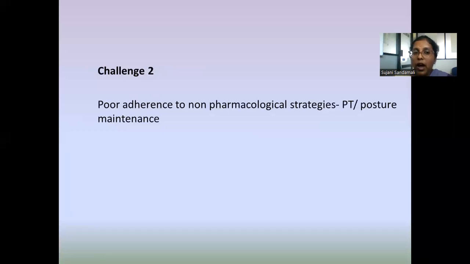So, challenge 2: we have made the correct diagnosis of mechanical back pain and we managed the patient. And then challenge 2 is the poor adherence to non-pharmacological strategies, basically physiotherapy and posture maintenance. Though you have properly advised, because of the busy life, they might be poorly compliant on that. So that would produce the recurrences and the recurrent healthcare admissions and presentations.